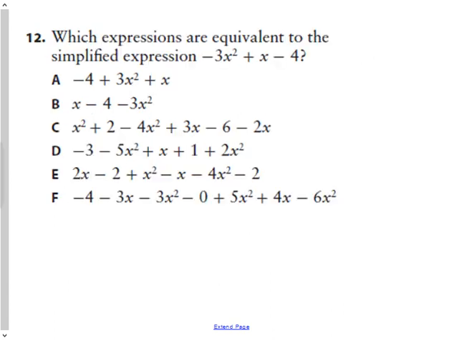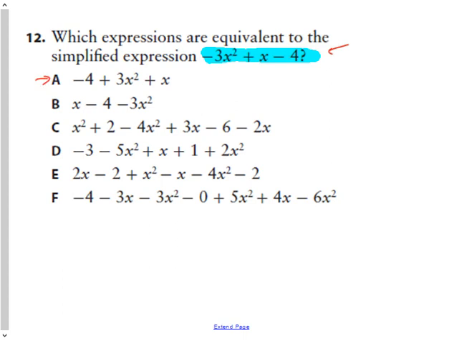So for question 12, it says, which expressions are equivalent to this particular one right here? So what we're going to do is we're going to take all of those expressions and we're going to rewrite them in descending degree of terms, and we're also going to gather like terms if possible. But in the first one, A, there are no like terms. It's a trinomial. But the difference between the simplified expression here and this one is that A is not reordered in descending degree of terms.